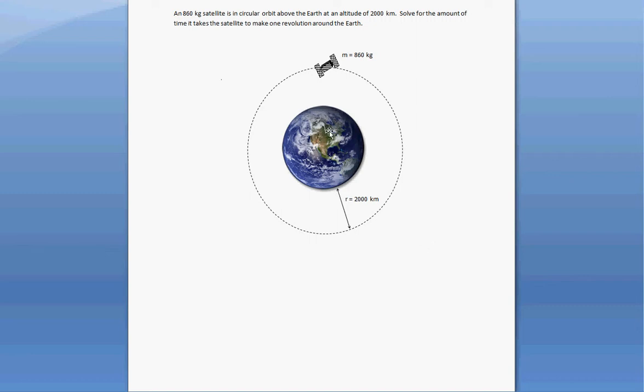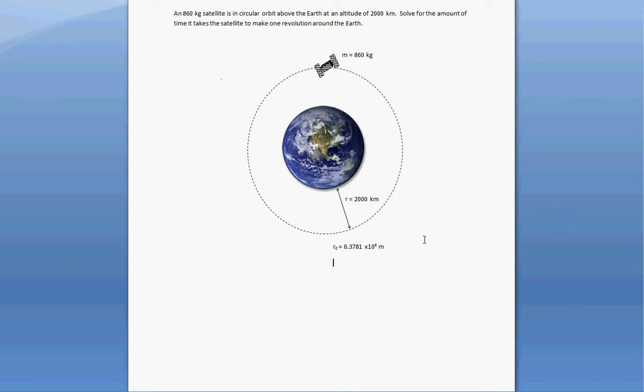If you look at our picture, we have a satellite at an altitude of 2,000 kilometers, but we're going to need to know how far the satellite actually is from the center of the Earth. So we need the radius of the Earth. The way you determine it is you just look it up, on Google or in the front or back cover of a textbook. The radius of the Earth is 6.3781 times 10 to the 6th meters.